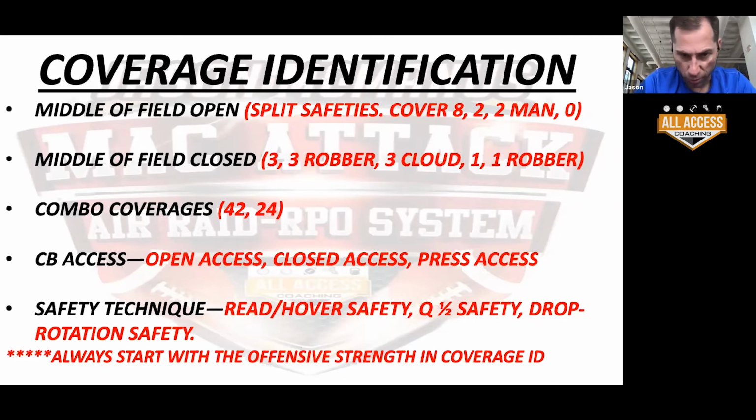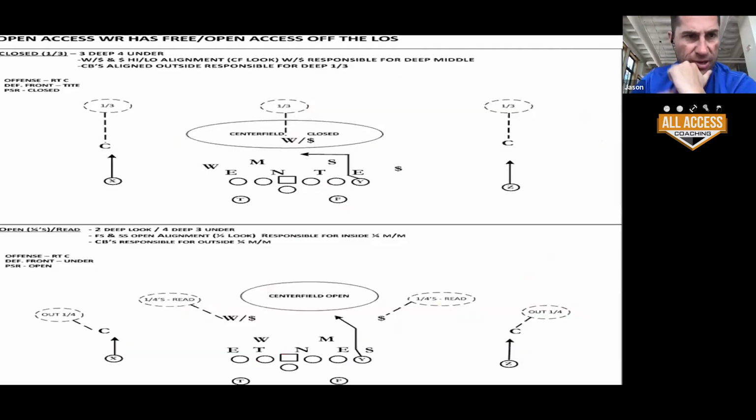If they want to start dropping safeties, it would be 3 drop strong, 3 drop weak, just depending on where they drop to the formation. Okay, and it's really, really simple once you teach that. All right, so here's some drawings of just old school cover 3.